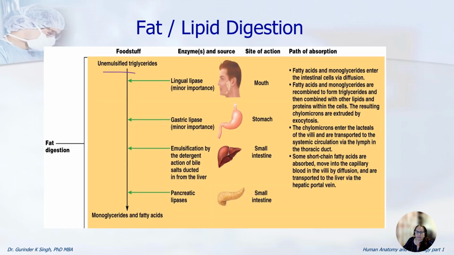So this is unemulsified triglycerides, which is in your mouth. It is the lingual lipase, with an extremely small effect. Then in the stomach, the gastric lipase also has very little effect. It is only in the small intestine that emulsification occurs, that means breaking down into small parts by bile salts, as well as the pancreatic lipases, which then break down into glycerol and fatty acids or monoglycerides, which are then taken up by the lacteals, and eventually into the hepatic portal vein.